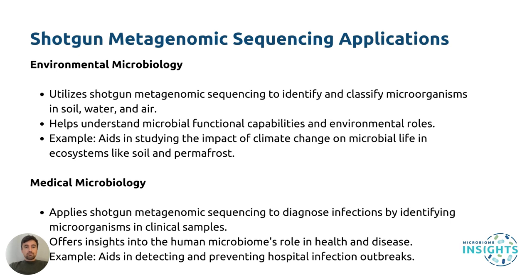It's also used in medical microbiology. In medicine, shotgun metagenomic sequencing is used to diagnose infections and to study the role of the human microbiome in health and disease. For example, in hospitals, this technique aids in detecting and preventing infection outbreaks by identifying pathogenic microorganisms in clinical samples. As it also analyzes microbial functions, it can also be used to study antimicrobial resistance within infectious bacteria, which can help guide clinicians to the most suitable treatments for patients.